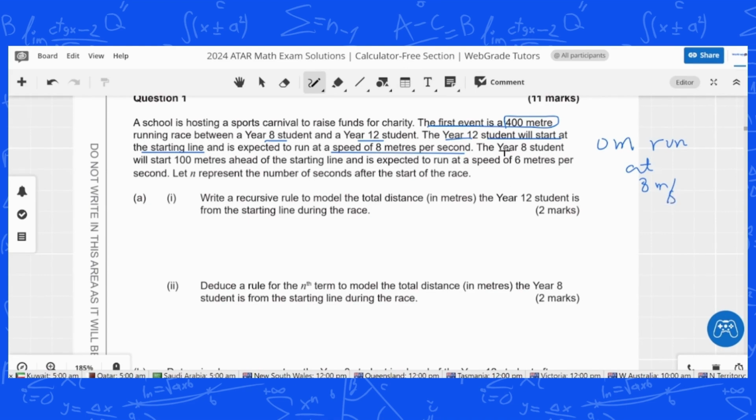Same as this one, the Year 8 student will start 100 meters ahead of the starting line and is expected to run at 6 meters per second. This means the Year 8 student starts with 100 meters and runs slower, at 6 meters per second. We also need to check that we are given the time variable: let n represent the number of seconds after the start of the race, which means n is the time in seconds.